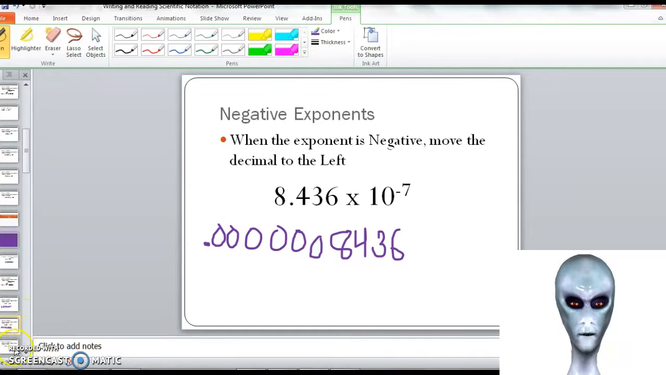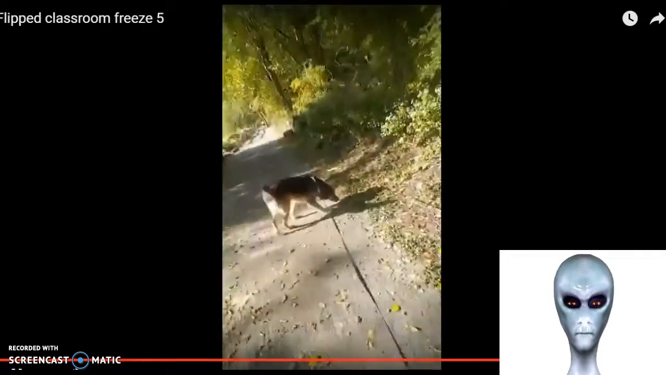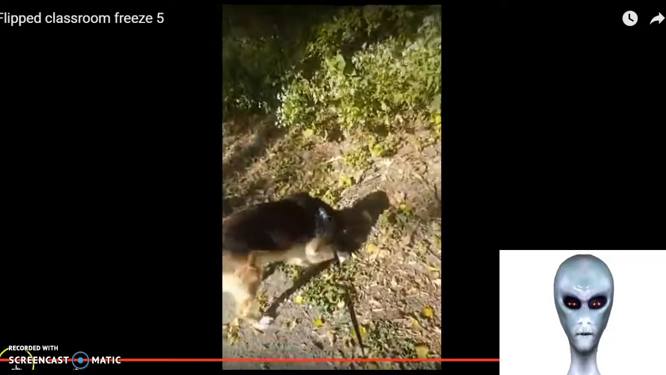Okay, let's look at another example. Welcome to the Fosdick Flip Classroom Freeze. Lincoln and I have been walking for about 42 minutes because he literally stops to look at everything. On the back of your graphic organizer, I want you to convert 42 minutes to seconds. Oh, here we go again.